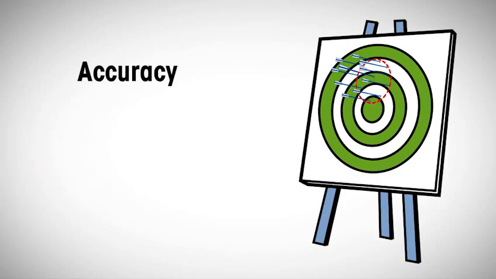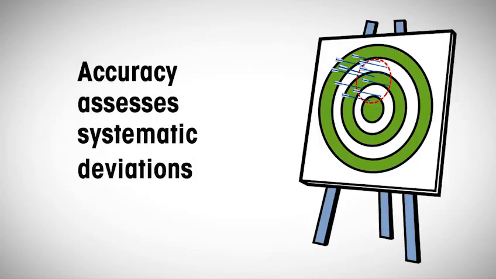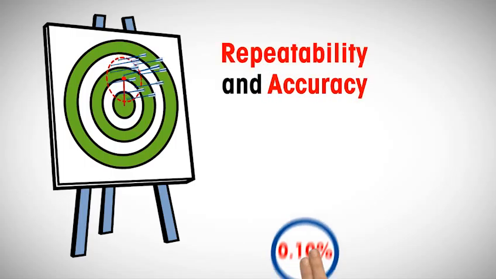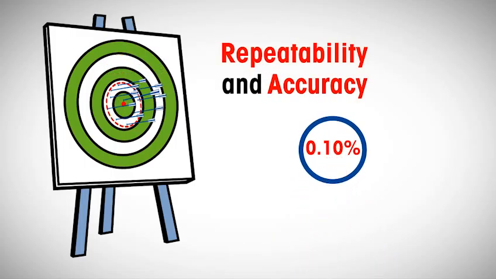Accuracy, on the other hand, assesses systematic deviations, or in other words, the trueness of measurements, how close they are to the true value. To weigh reliably, both repeatability and accuracy must meet the defined tolerance of 0.10%.